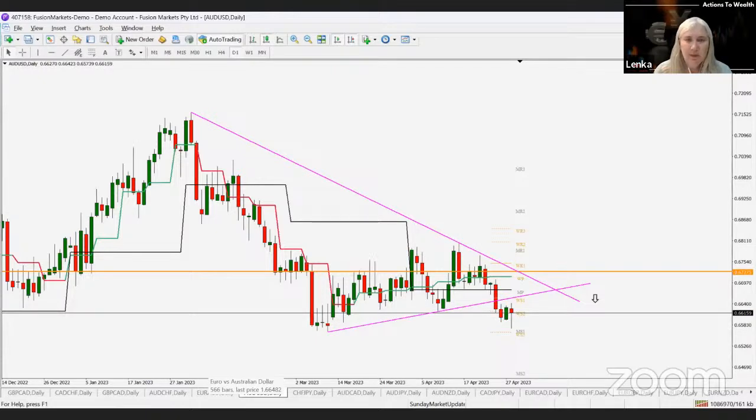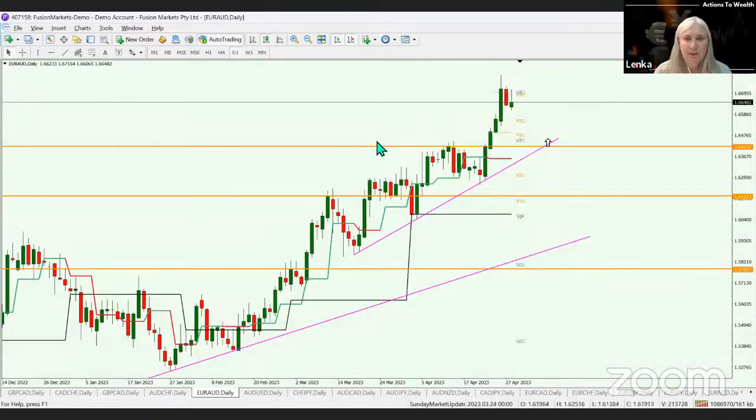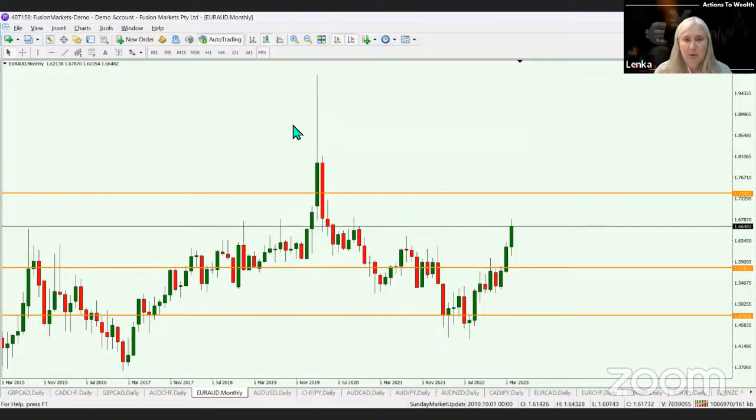Next currency pair is Euro AUD. Euro AUD, I'm looking for long opportunities. So here I have the levels, horizontal levels. The price is currently in a trend going up. So I'm looking to trade that as an uptrend.